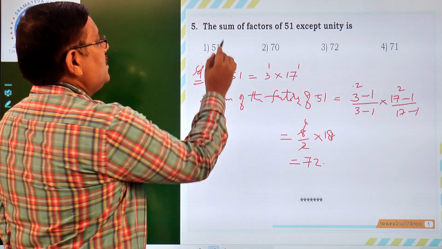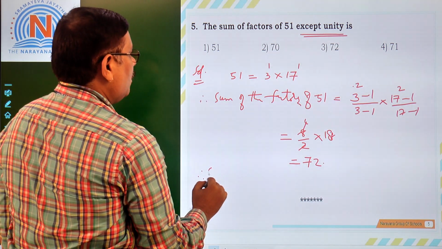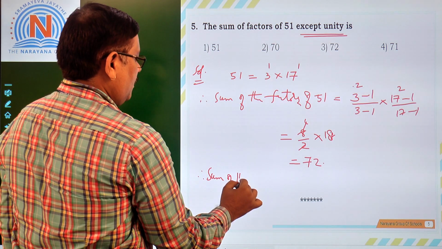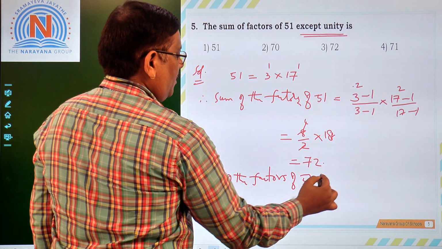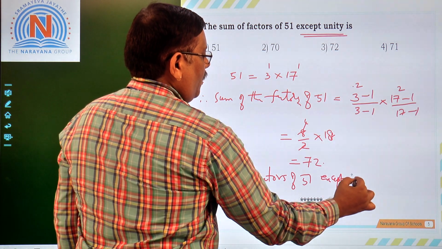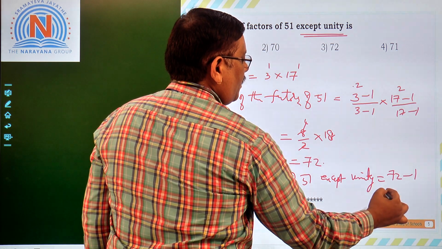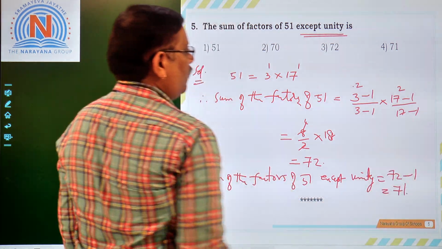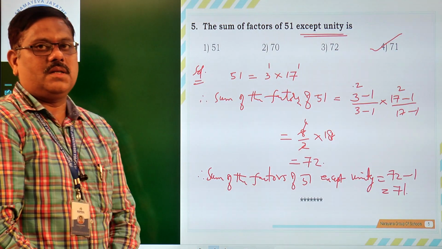But what is asked? Sum of the factors of 51 except unity. Therefore, sum of the factors of 51 except unity, unity is nothing but 1, that is 72 minus 1. That is going to be 71. 71 is nothing but the fourth option. So the fourth option is the right answer for this question.